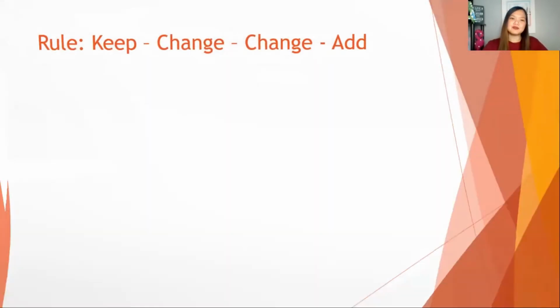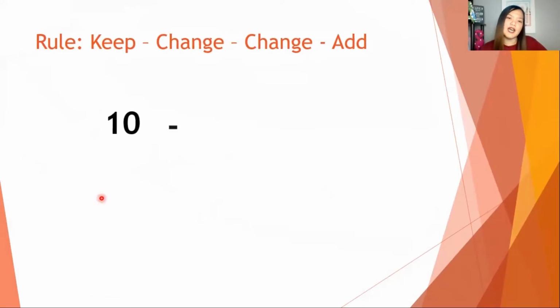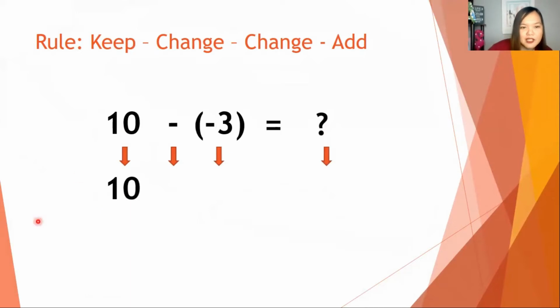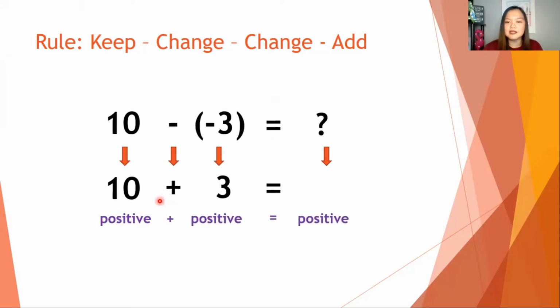Next example. What about if you have 10 minus negative 3? So again, you have to do the keep, change, change, add. This remains 10. Then change minus to plus. Then change negative 3 to positive 3. And then proceed with addition. Positive plus positive equals positive. So when they are the same, positive plus positive is positive. Negative plus negative is negative. So your answer is 13.